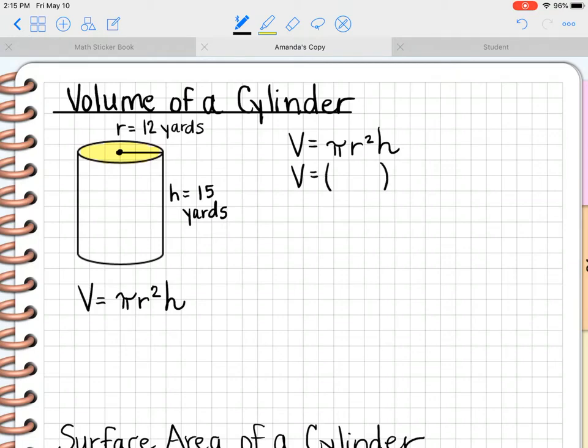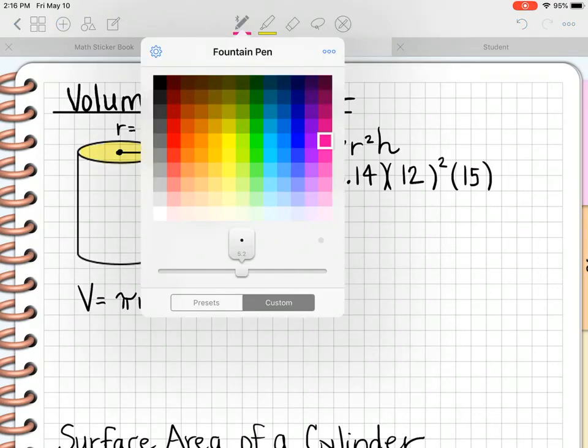I know pi never changes, so that's something that I can constantly use. Pi is 3.14. The radius for this problem is 12 and the height is 15. Now you've heard me say in other formulas it doesn't really matter which one you put where. In this one it does. You have to get your radius and your height in the right spaces. So please be careful.